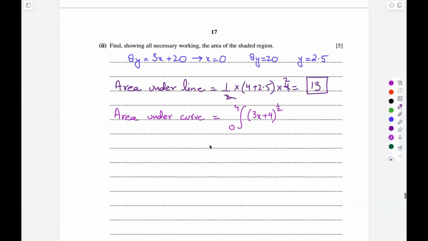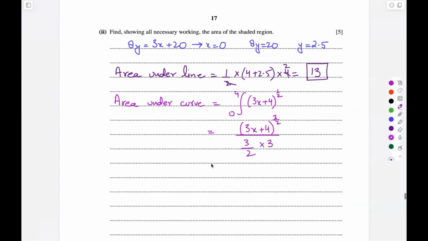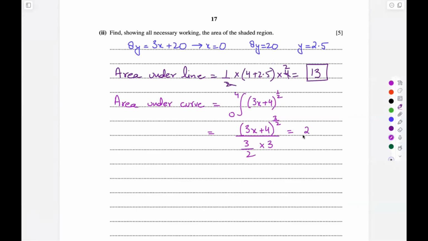Now integrating (3x plus 4) to the power half, first we'll increase the power by 1, so that will become 3 upon 2. We'll divide it by the new power, which is 3 upon 2, and also multiply with the derivative of 3x plus 4, which is 3. We can now bring the 2 in the numerator and write it as 2 upon 9 into (3x plus 4) to the power 3 upon 2. Once we have integrated, now we can apply the limits.